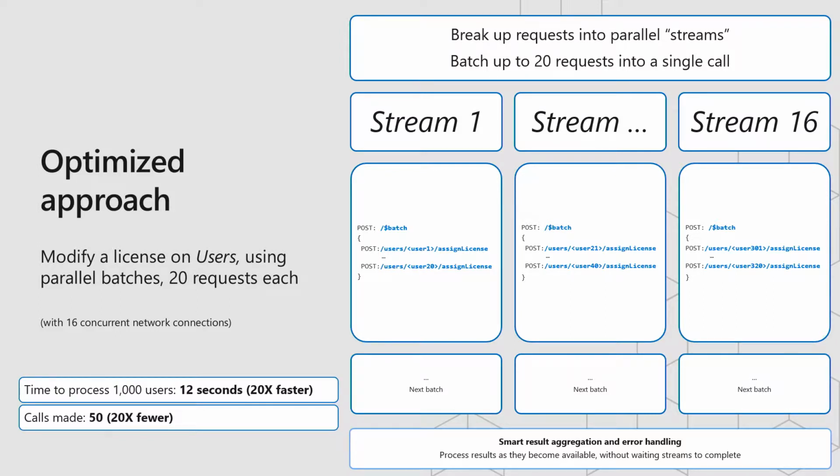Here they are. If I combine this with the parallelization scheme where I have 16 independent streams, you can see that I'm actually sending up to, might be hard to see, 320 requests to update a user at the same time. I'm keeping the server pretty busy with all these write operations, but that's the best I can do. And that results in a 20 times improvement over what we were doing before. In 12 seconds, I'm getting all that work done with only 50 network calls going out instead of 1,000.